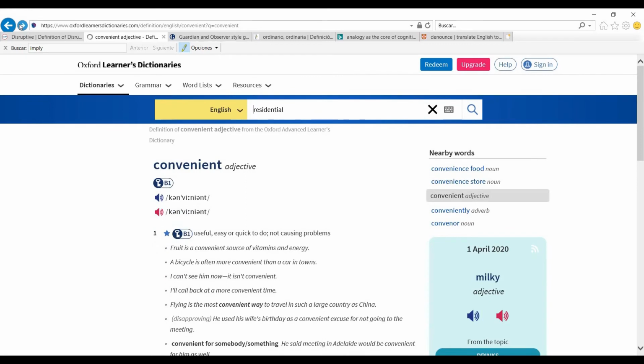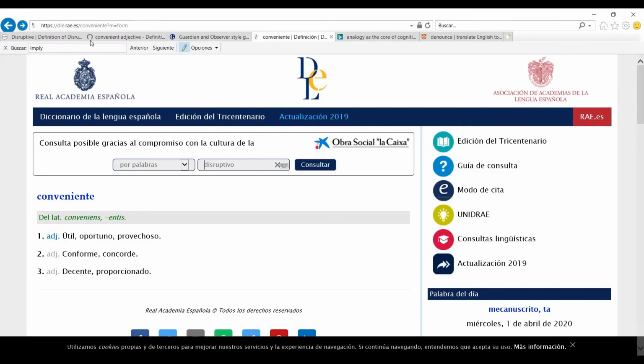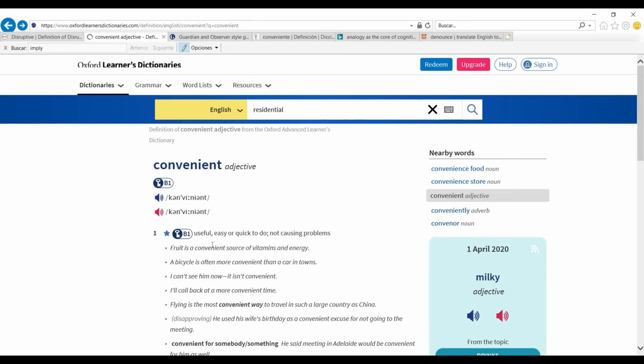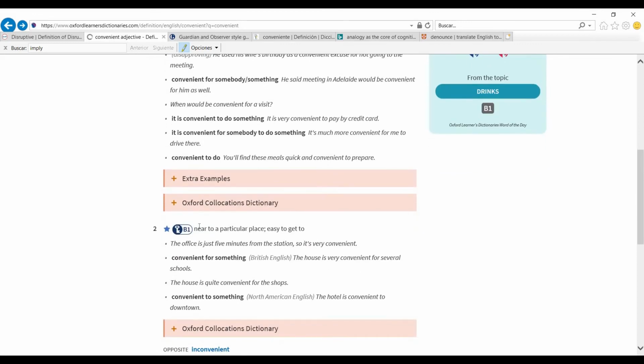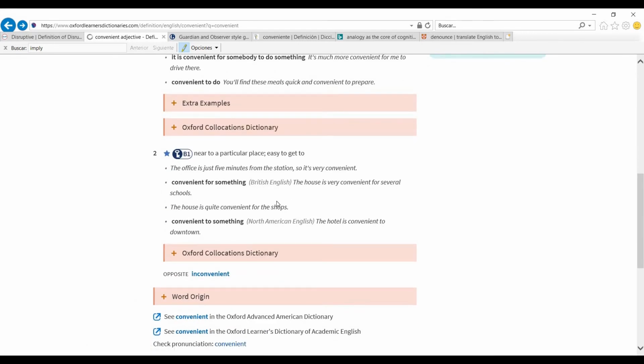The next term I want to show you is convenient. We tend to think that it means conveniente, right? And in a way you could say that convenient is conveniente, right? Útil, oportuno, provechoso. And when we check here, convenient, useful, easy, or quick to do, okay, no problem. But what happens when it means near to a particular place? The typical collocations are that your office is convenient, right? That the house is convenient for the shops. It means proximity. Entonces ese convenient no es conveniente, sino simplemente cerca.